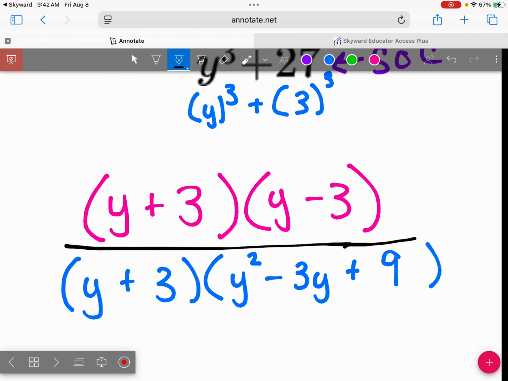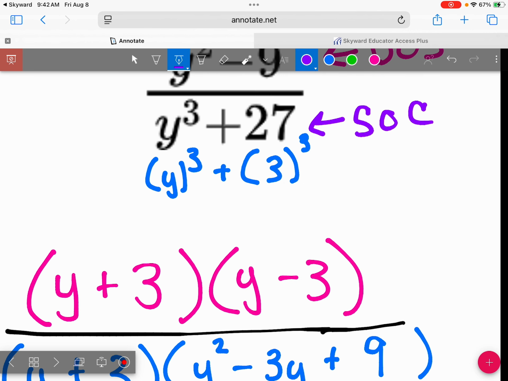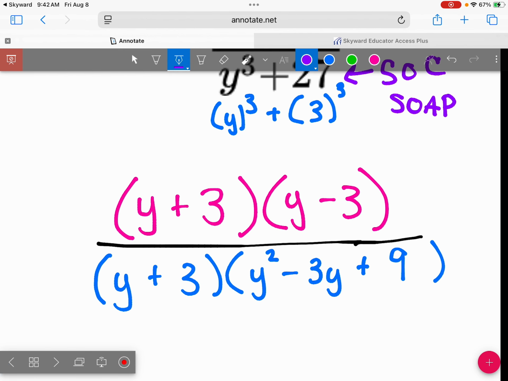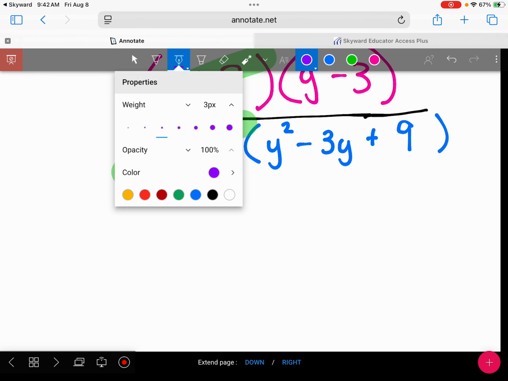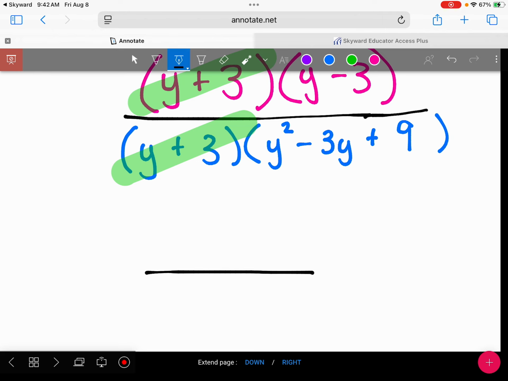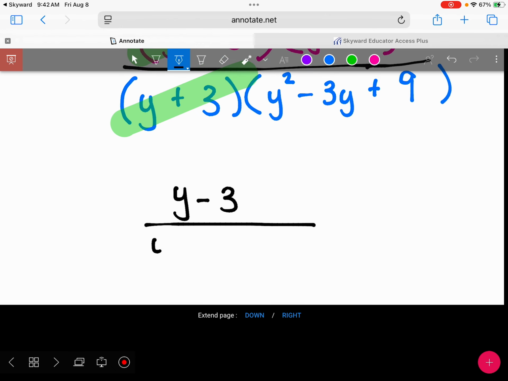So we have to factor them first. Whenever we have our sum or difference of cubes, we use that SOAP pattern from yesterday. So what do we notice down here? The y plus 3's cancel out. So this piece is going to cancel out with this piece. So our answer on this one, fully simplified, is going to be our y minus 3 over this quadratic looking thing. Y squared minus 3y plus 9.